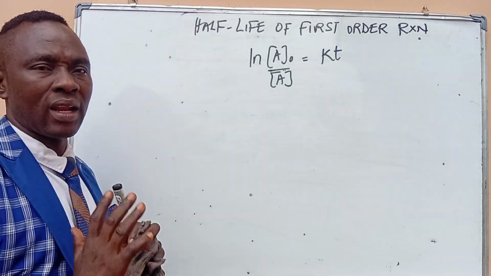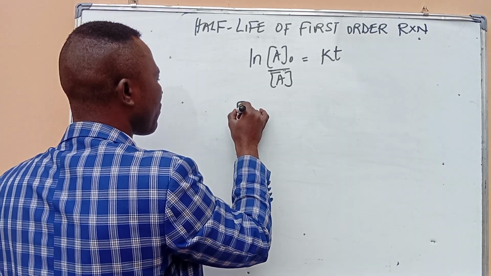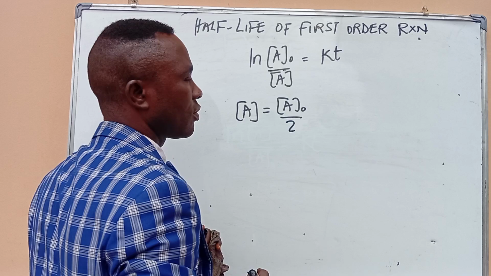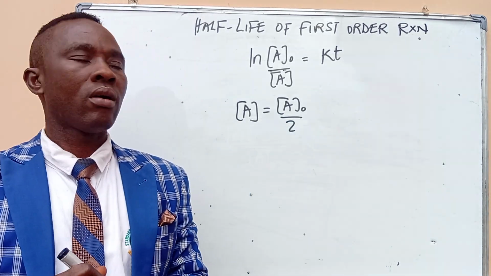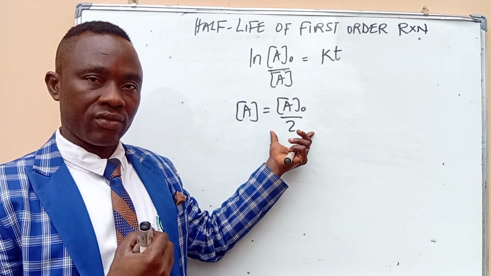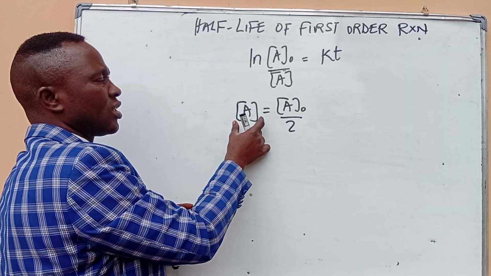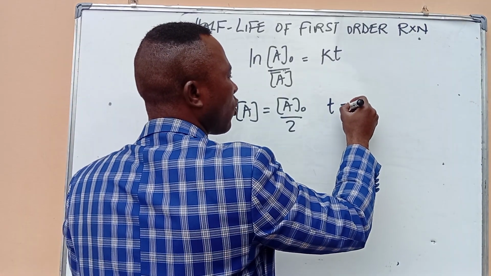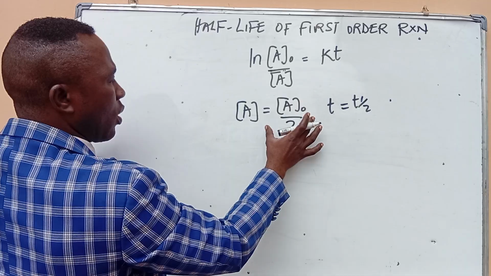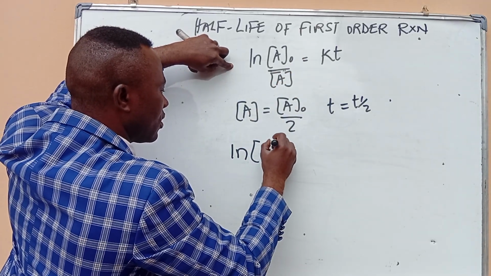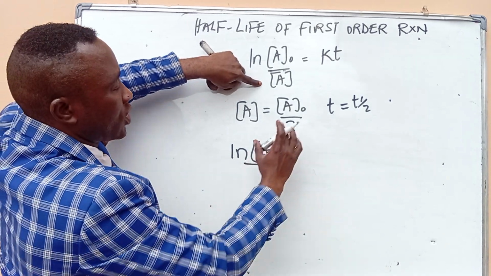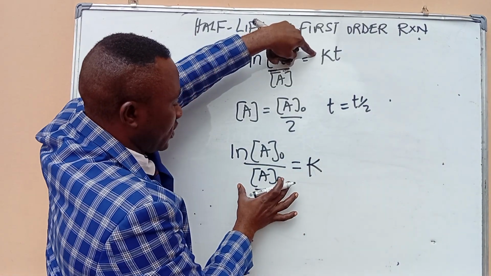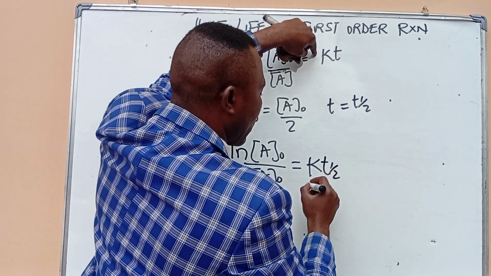We know that at half-life, my final concentration will be initial concentration divided by 2. That is, half-life is the time taken for the original concentration to be halved. So anytime our final concentration is half of the initial concentration, our time will become t1/2. So when we put here ln of initial over, instead of final concentration, we put final over 2, which will be equal to k. Since this is halved, our time will be halved. That is half-life, half of the life.